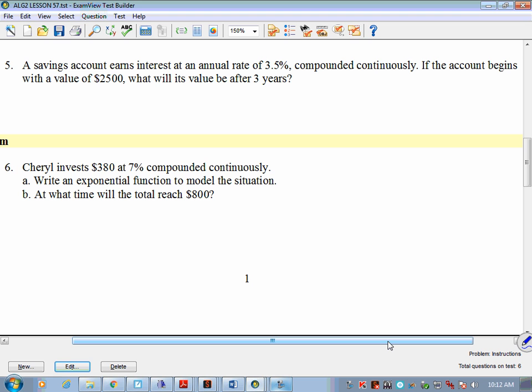All right. So in this question, we're going to start off with our principal. Our principal is $2,500. Okay, and when it's compounding continuously, we're going to use our E.